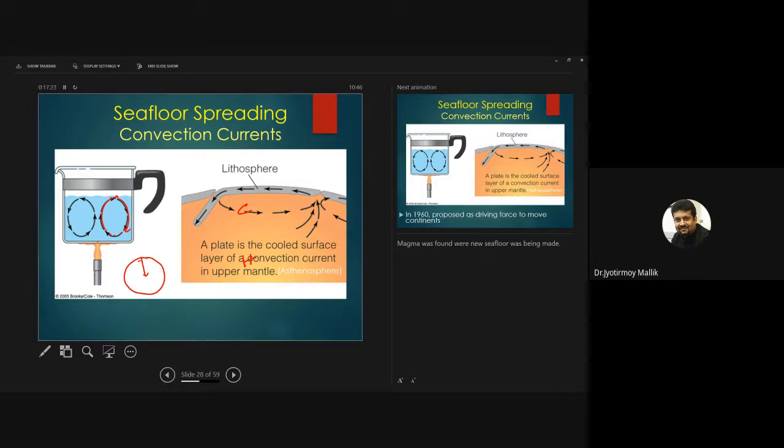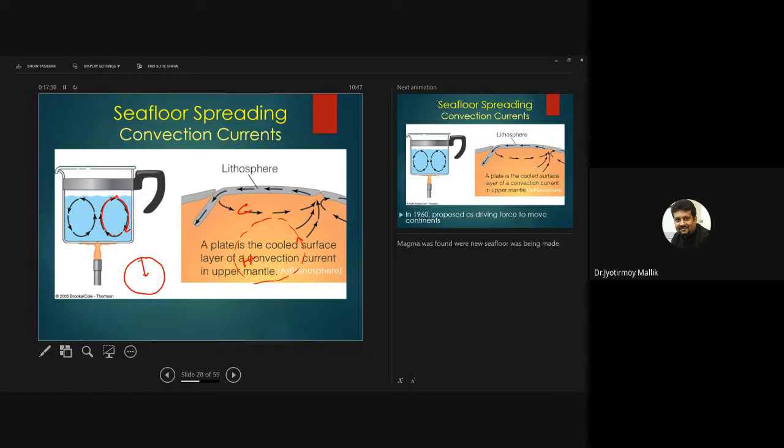Okay, and that is the most believed hypothesis, that the convection cycle is only in the upper part of the mantle. Okay, but some people do believe that there is another, deeper convection cycle that does exist as well. So it's like a double wheel mechanism. But the most accepted hypothesis is that it's restricted to the upper part of the mantle.